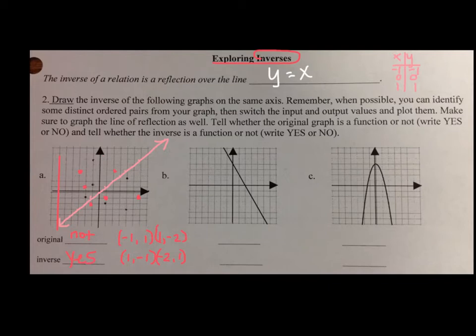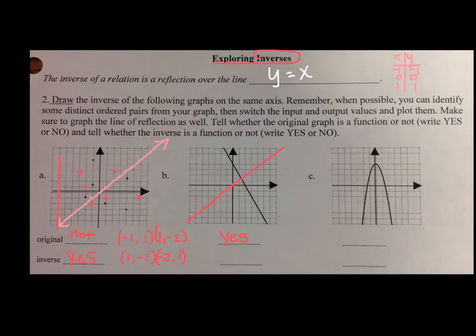Okay. Here is the line y equals x again. It goes through -1, -1, -2, -2, -3, -3, -4, -4. So make sure you get your line y equals x in there very well. And I'm just going to flip, since I have a whole line, I know the original is a function. It passes the vertical line test. There's no repeating x's.